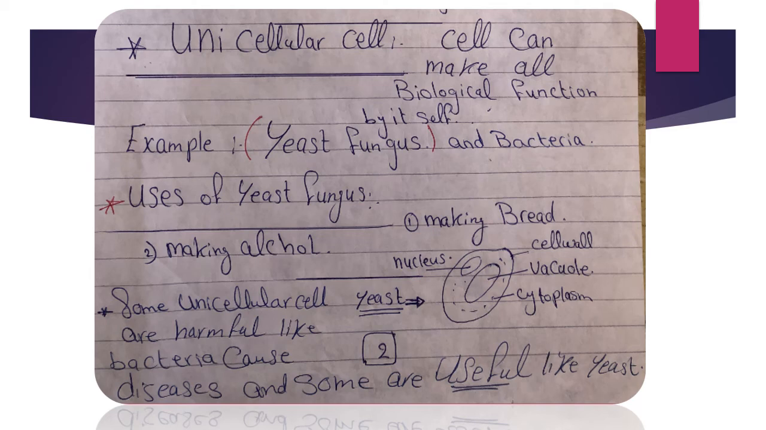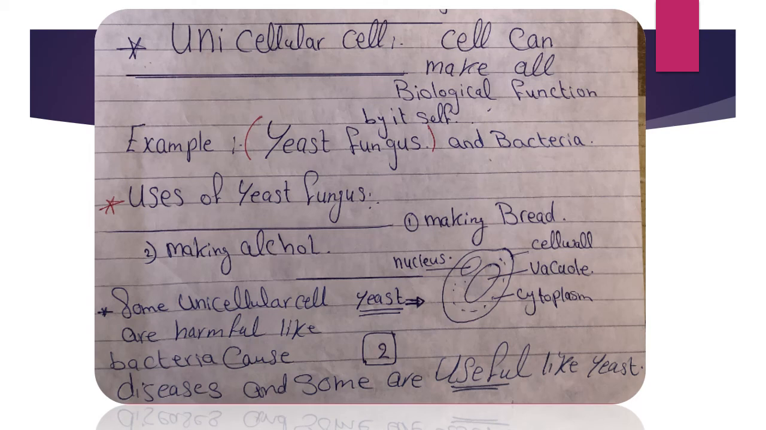Again, what is the structure of the yeast fungus? The yeast fungus has cell wall, vacuole, cytoplasm, nucleus. الذكي بقى هيقول لنفسه ايه؟ ايه ده؟ ده اليست فانجس ما عندهاش بلازما ممبرين، لا زي الانيمال ولا زي البلانت. ايوه. وما عندهاش كلوروبلاست. ايوه.